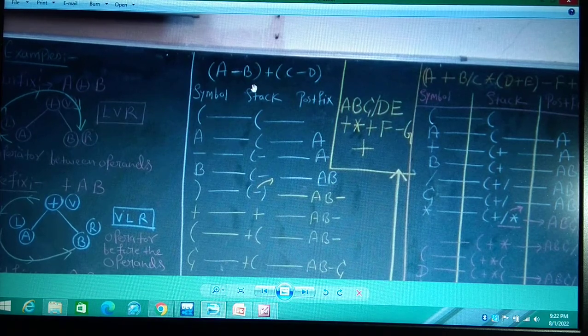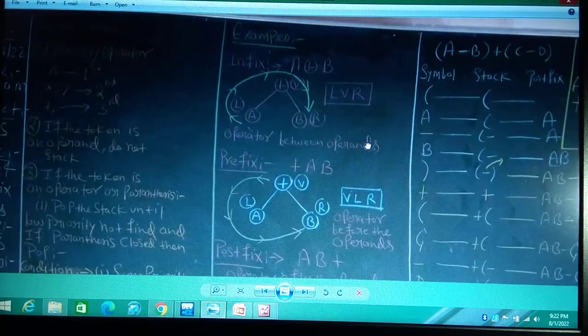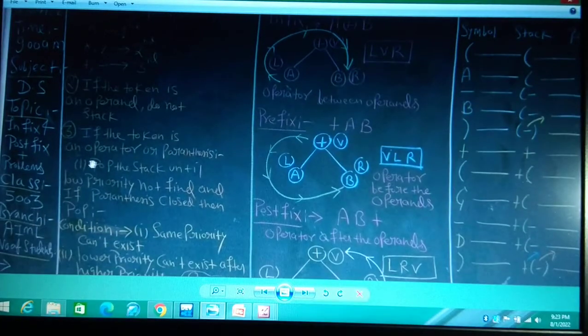Now, at last, parenthesis closed. Whenever the parenthesis is closed, you will pop. The same line we have written here: if the token, pop the stack until a lower priority is found. No, okay, this is not.